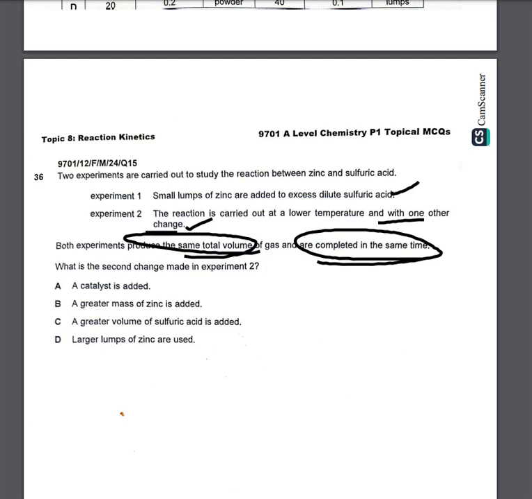A greater mass of zinc would cause issues in the stoichiometry, and larger lumps of zinc would mean the rate would be comparatively less than when powdered zinc is used. Zinc is a reactant here, so larger lumps would cause the reaction rate to decrease. So you're only left with A. You are adding a catalyst. This will allow it to be completed in the same amount of time. So A is your right answer.